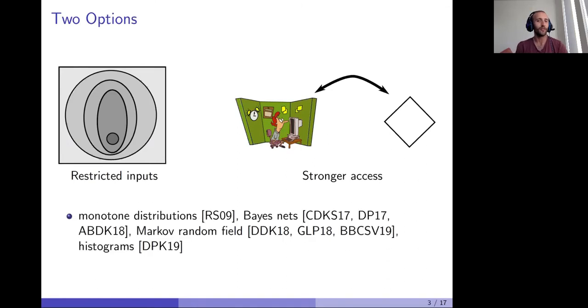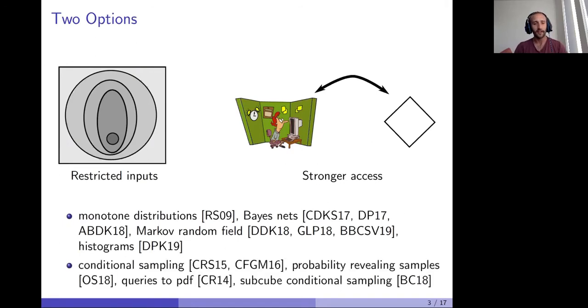In particular, for studying restricted inputs, there's been work on testing properties of monotone distributions, or testing Bayes nets with some low degree, or certain kinds of Markov random fields, as well as histograms. These are all ways that we can get around these exponential lower bounds by restricting the class of distributions that Alice needs to succeed against.